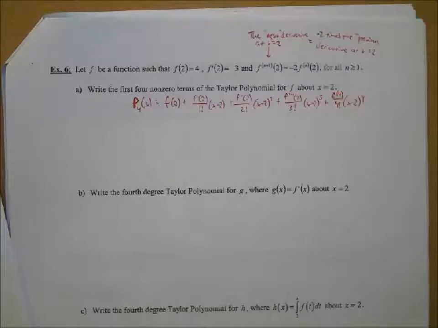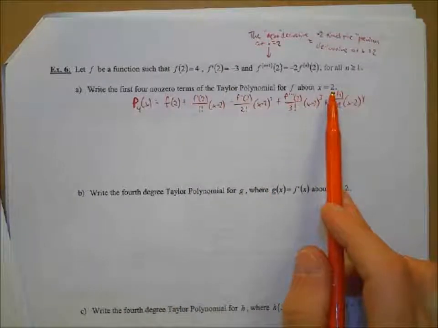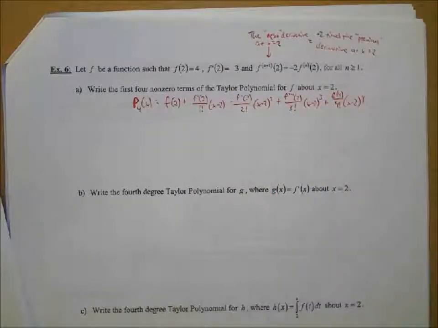If we were centered about x equals 3 or any other point, we'd be in trouble because we have no information about the function at 0, 1, 3, 7, 9, whatever you want to say. We only know stuff about the function at 2, so it's important that we are centered at 2 here. We need them to match up. All right, so then we'll go through our steps.